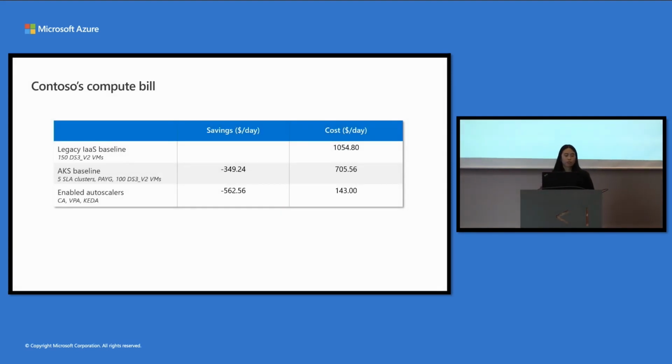Going back to Contoso's compute bill. We're seeing that daily cost number tick down gradually. We've enabled our autoscalers, cluster autoscaler, VPA, and KEDA, and we see a huge savings, over $500. These autoscalers are fairly simple to implement, but the cost benefits of configuring them are pretty outstanding.